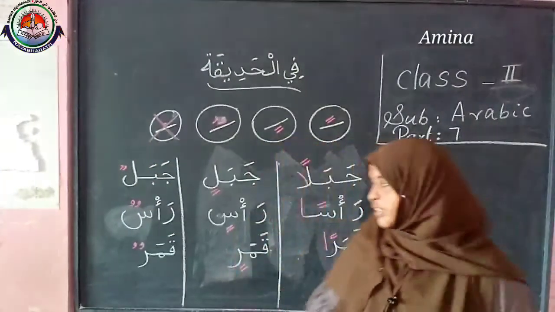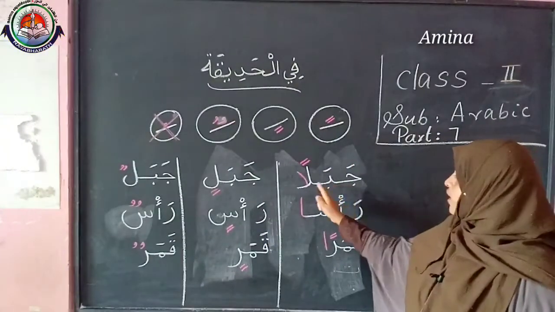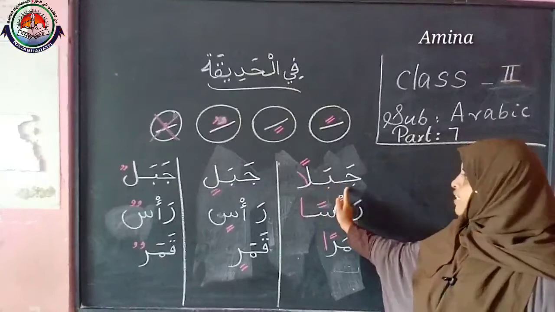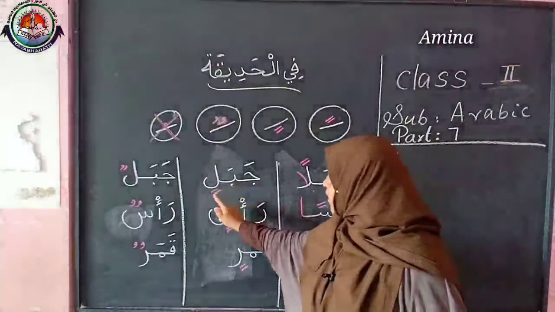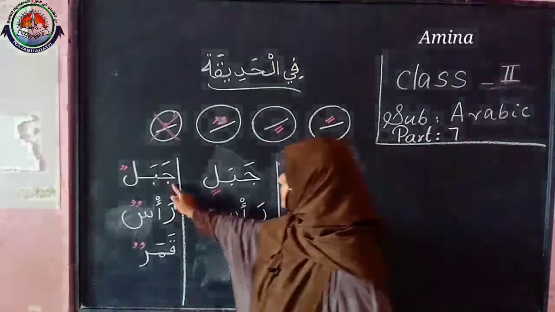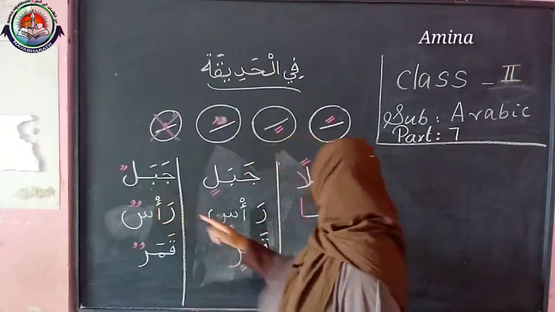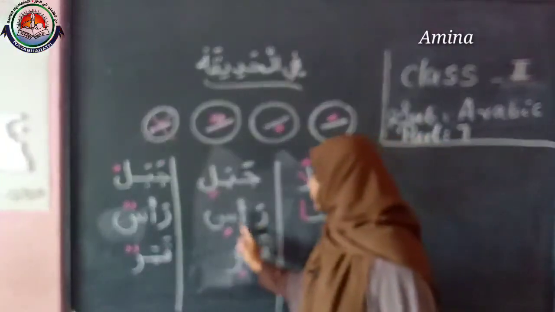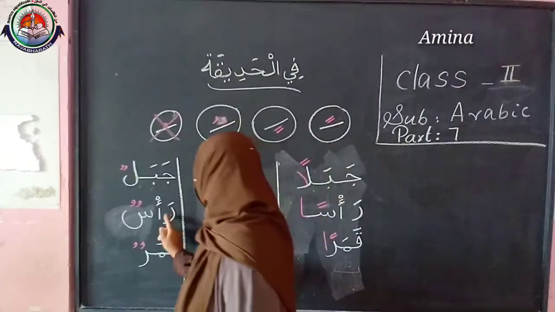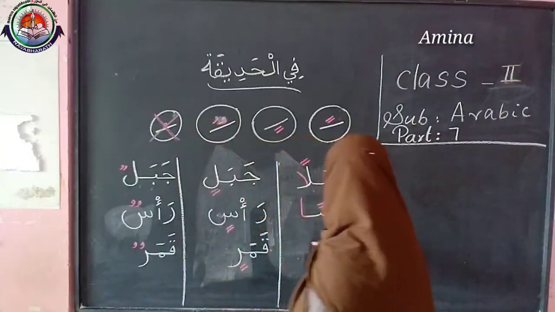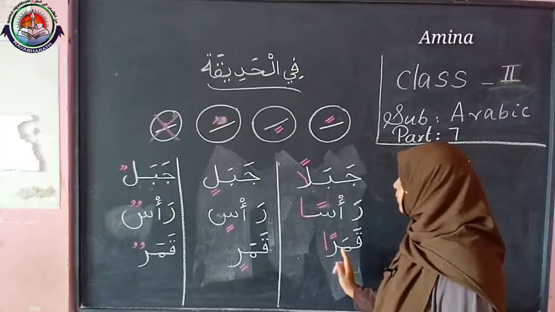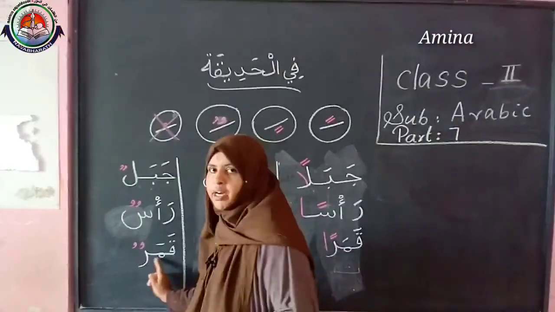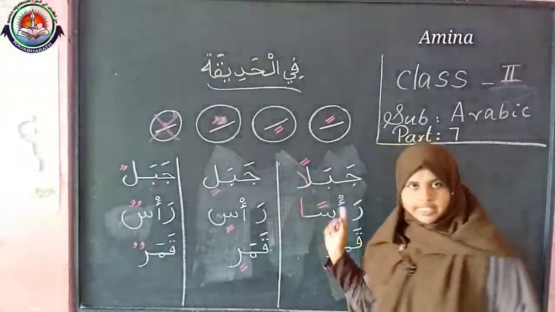All of you read it now. Jabalan, jabalin, jabalun. Ra'san, ra'sin, ra'sun. Qamaran, qamarin, qamarun. Did you understand?